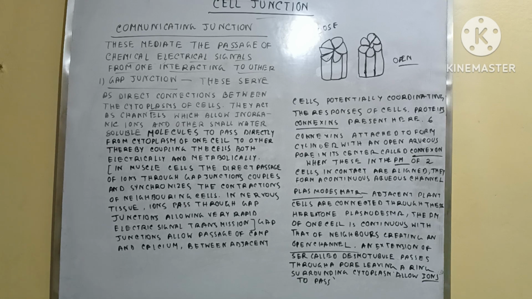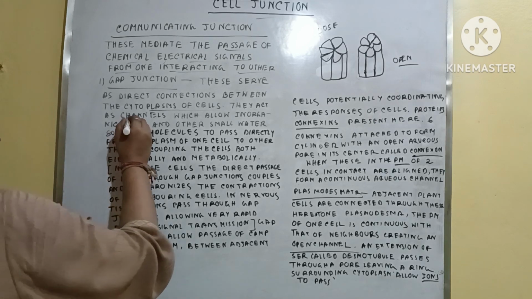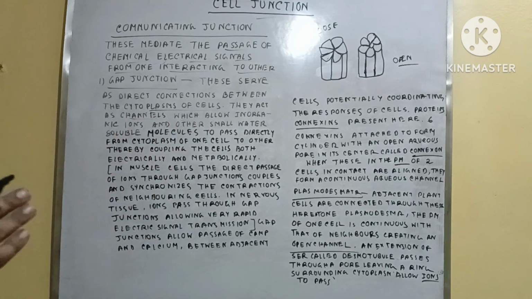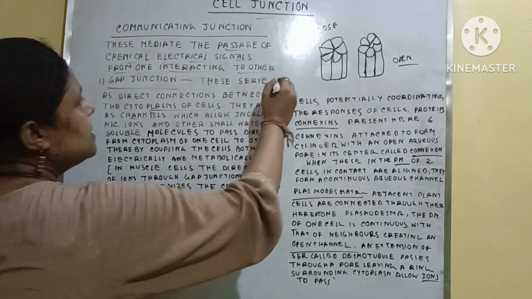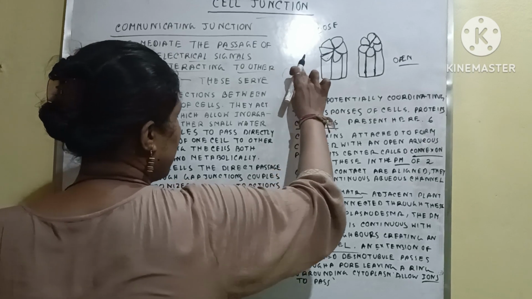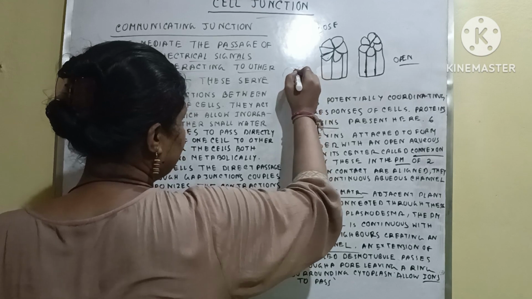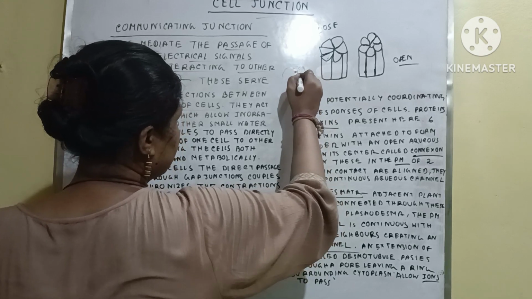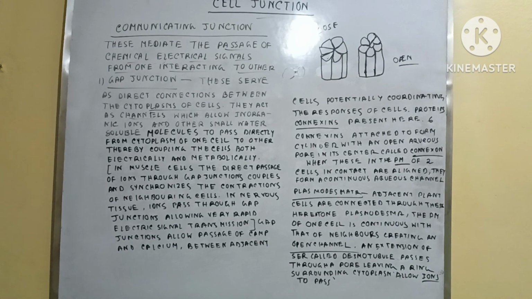The direct connection occurs between the cytoplasms of the two cells. Here they act as a channel: the plasma membrane of one cell and the plasma membrane of another cell create a channel for water soluble molecules to pass directly from the cytoplasm of one cell to the other cell.